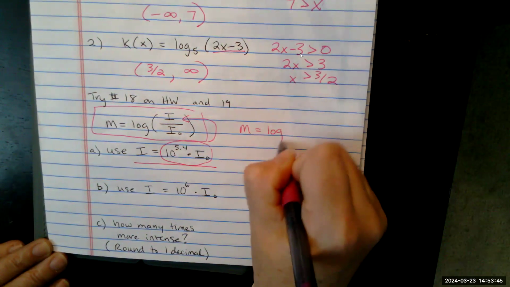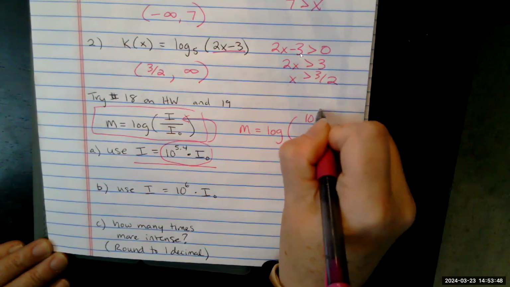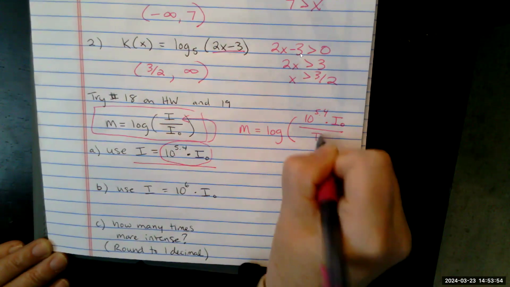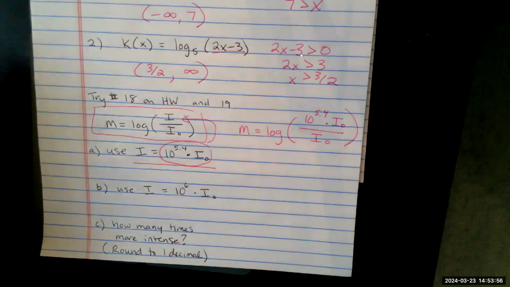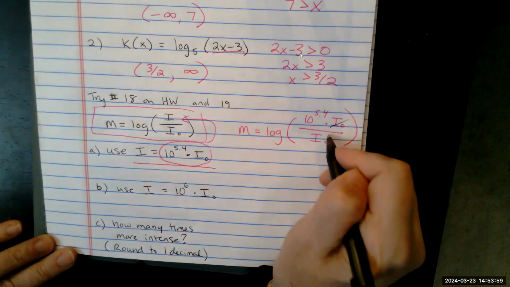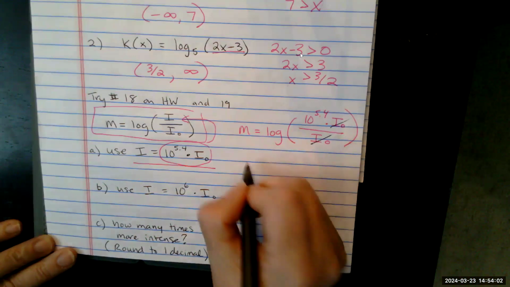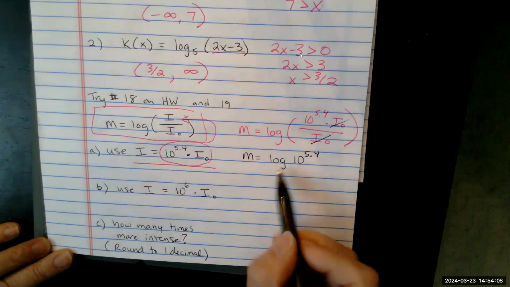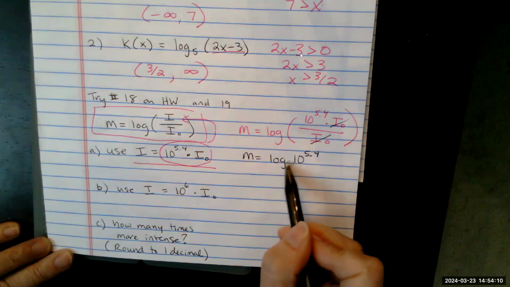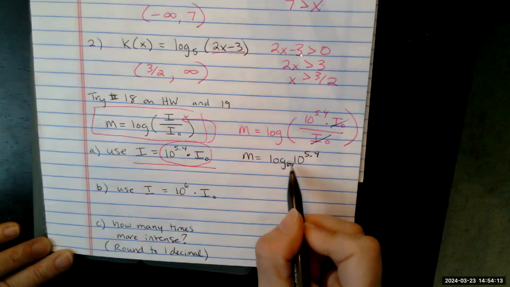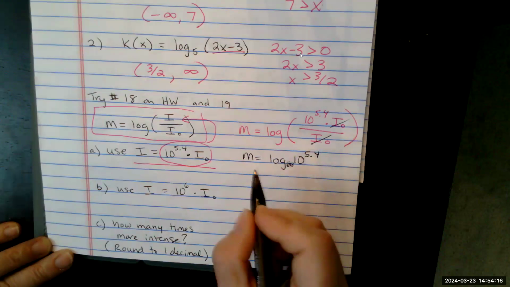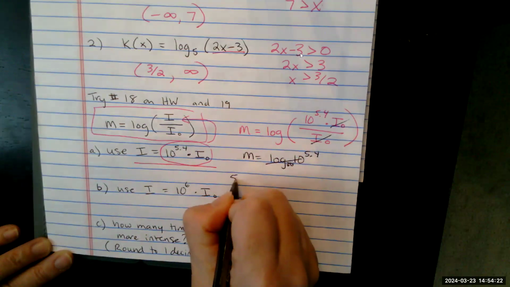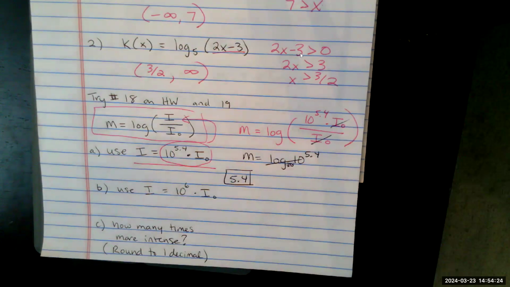So the magnitude would equal log of our intensity, which they said was that, divided by I sub 0, according to the formula. And we can reduce this by crossing out those I sub 0s. And we get this, but log with nothing here really means there's a 10, right? So in this a log base 10 of 10, which is the nice thing that happens. So that wipes out, and our final answer is just 5.4.